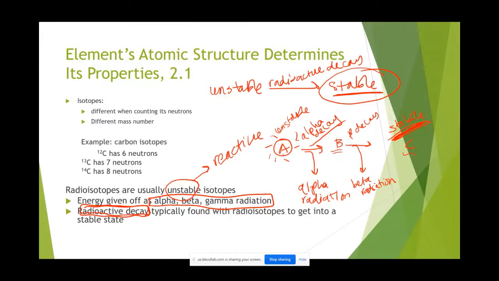Does it always go in that order specifically? No, it does not. I could have started with gamma if I wanted to. There's a lot of different types of decay. These are not the only ones.